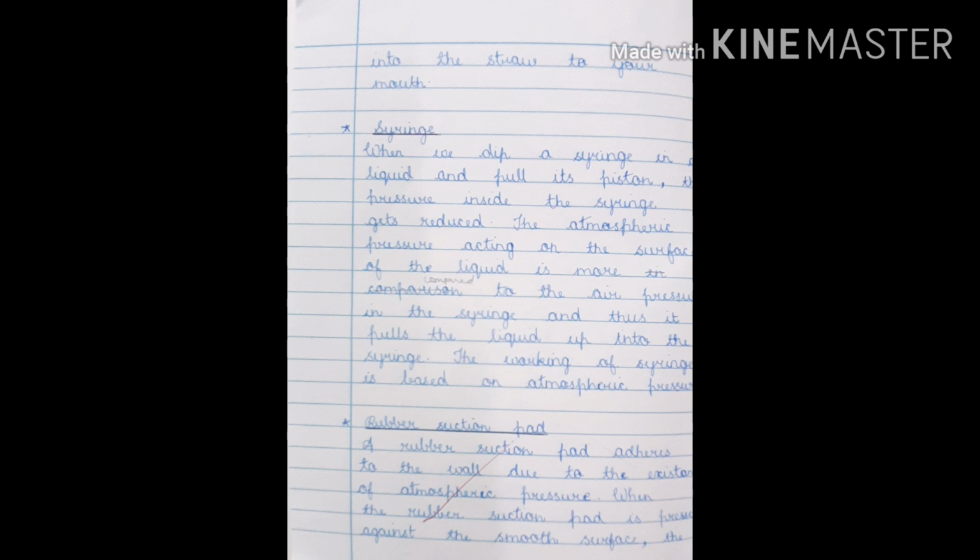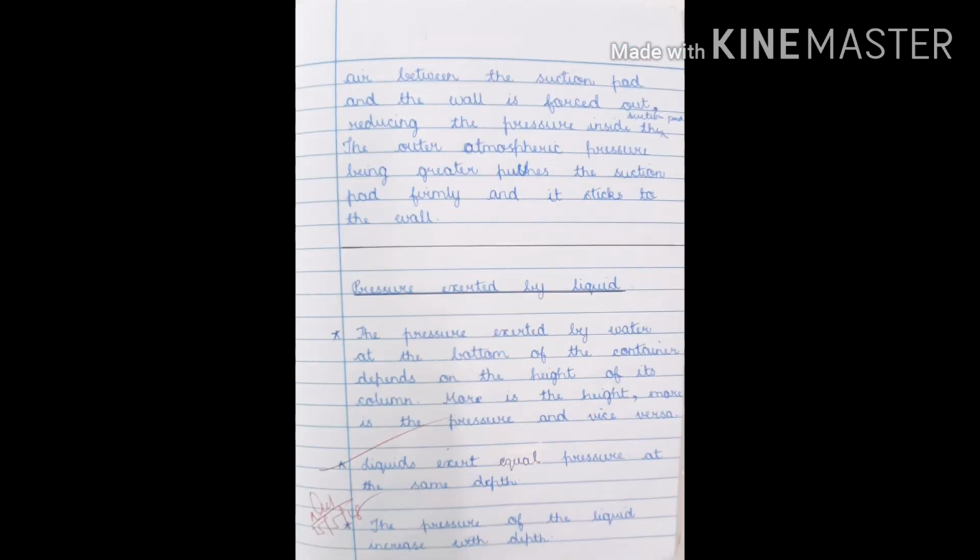Rubber suction pad. A rubber suction pad adheres to the wall due to the existence of atmospheric pressure. When the rubber suction pad is pressed against the smooth surface, air between the suction pad and the wall is forced out, reducing the pressure inside the suction pad. Outer atmospheric pressure being greater pushes the suction pad firmly and it sticks to the wall.